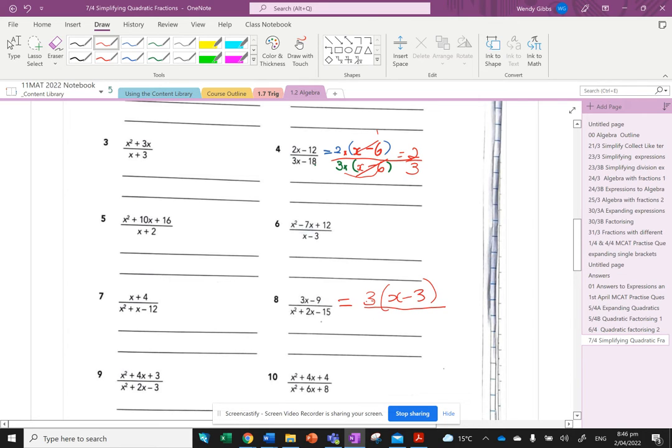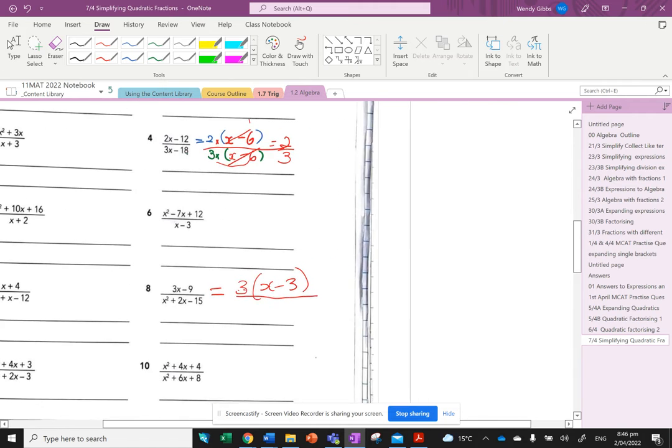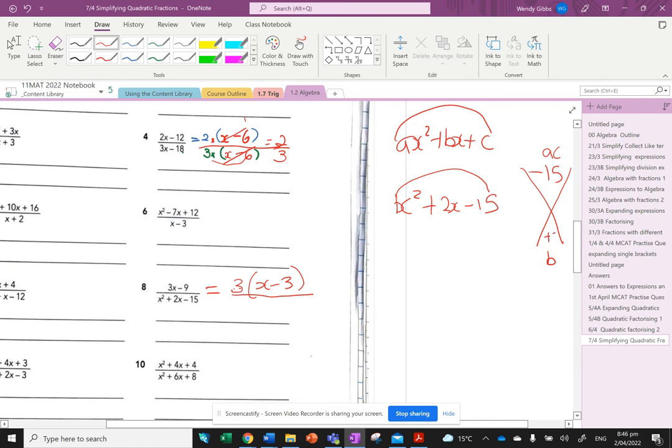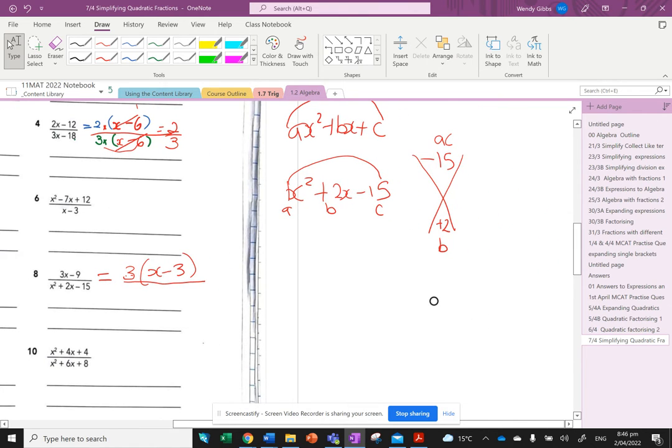And I factorize the denominator the way that I would normally factorize it. So remember, we have x squared plus 2x minus 15. So there's a 1 here, and remember it's in the ax squared plus bx plus c form. So a times c is negative 15. This is ac. And then they have to add together to make b, which is positive 2 in this case. This is a, this is b, this is c. So what are factors of negative 15 that combine together to make positive 2?